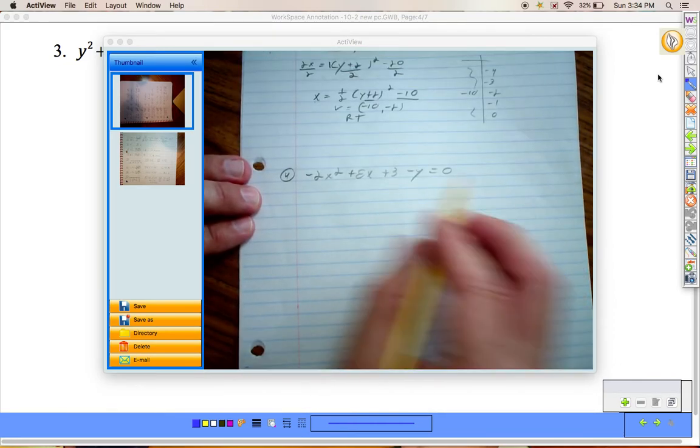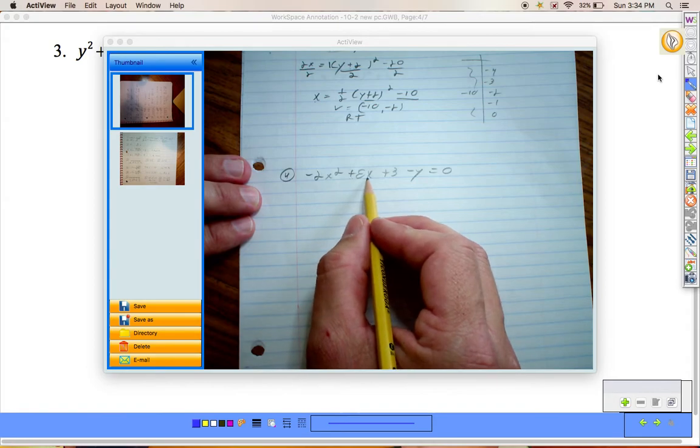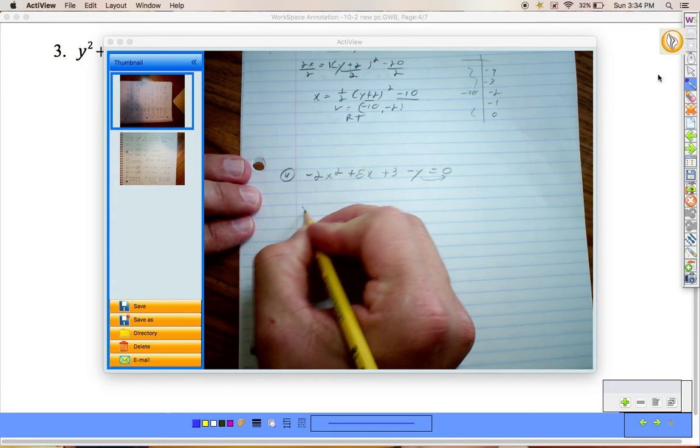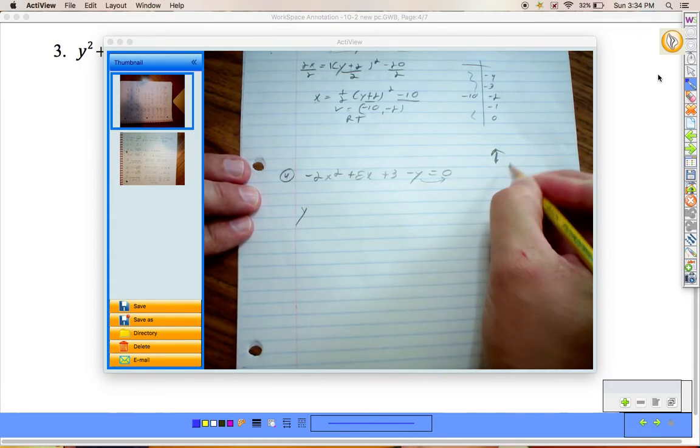All right, so let's look at number 4. Negative 2x squared plus 8x plus 3 minus y equals 0. I'm going to solve for y, which is going to make it a parabola that either opens up or down.